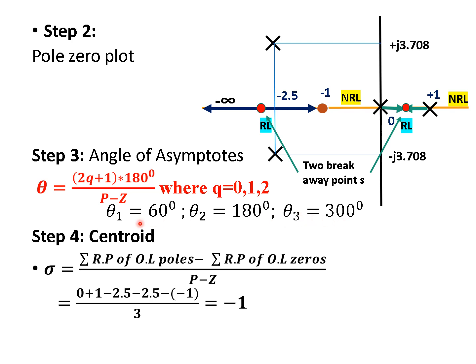Now centroid. Step 4, we need to take the sum of the real parts of open loop poles minus the real parts of open loop zeros, divided by p minus z. Which are the real parts of open loop poles? We have 0, plus 1, minus 2.5 and minus 2.5. Why are we writing this twice? Because there are two complex conjugate poles, so we need to take the real part twice. Minus and minus of 1. Why? Because there is one zero whose value is -1, and in the formula we have a minus sign, so it becomes plus, divided by the total number of branches, that is p minus z. We have p equal to 4 and z equal to 1, so it is 3. So totally we get the answer as -1.